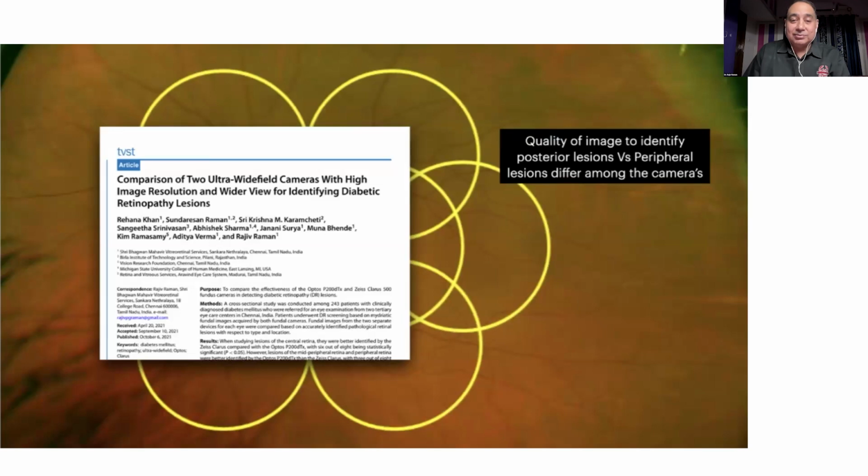We also tried comparing two wide field cameras, to understand that in diabetic retinopathy, we are interested in the resolution of the image. You want to have a better resolution, or you want to have a wider view. So definitely the quality of image to identify the posterior lesions versus peripheral lesions differs among the cameras. This is what we had published.